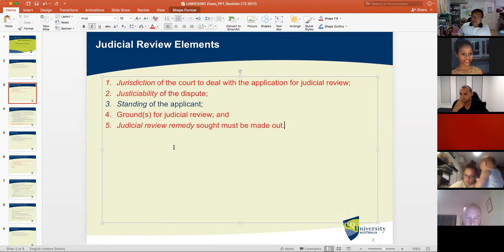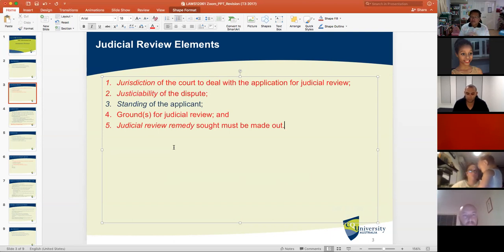Going back to the issue of jurisdiction of the court, there are at least three legal bases for the court's jurisdiction pertaining to judicial review. One is the Administrative Decisions Judicial Review Act of 1977 Commonwealth. The ADJR Act was enacted by the Commonwealth Parliament mainly in order to codify the various grounds for judicial review, which could then be found in common law. By putting it in a statute, the various grounds are actually there.